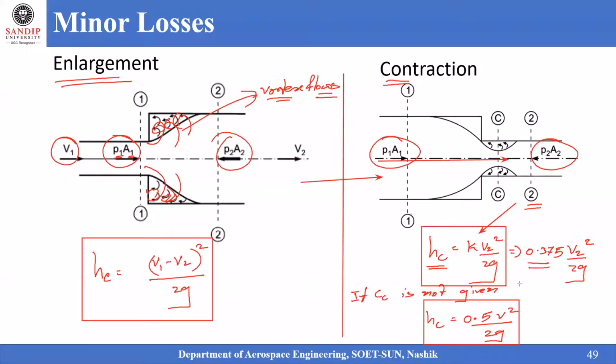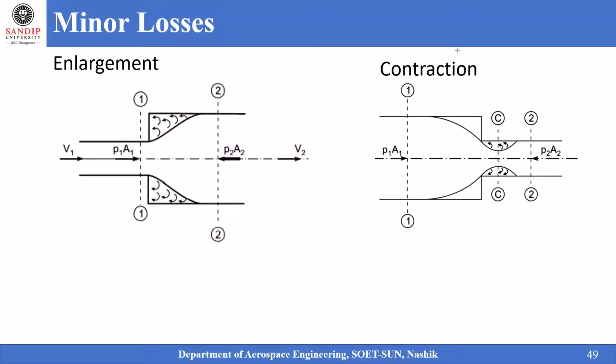When the contraction factor is given, you are supposed to use the formula of head loss due to the contraction, K into V square by 2g, and generally that K will be equal to 0.375 maximum. But whenever the coefficient of contraction is not defined in our problem, we are free to assume the head loss due to the contraction is equal to 0.5 V square by 2g. So directly the user can adopt this. Now let us move on to the next one.